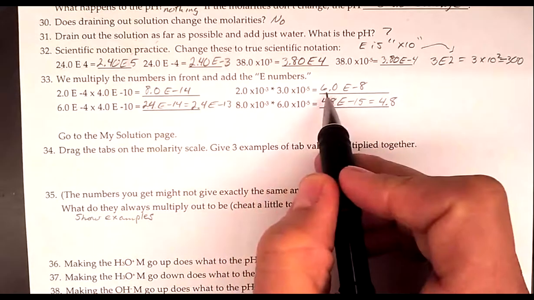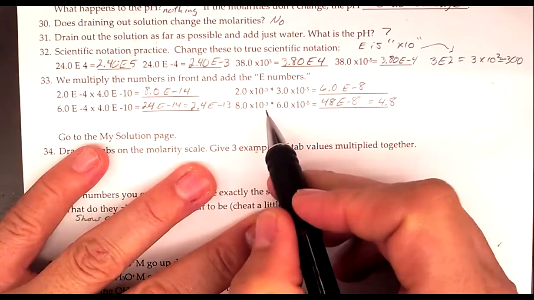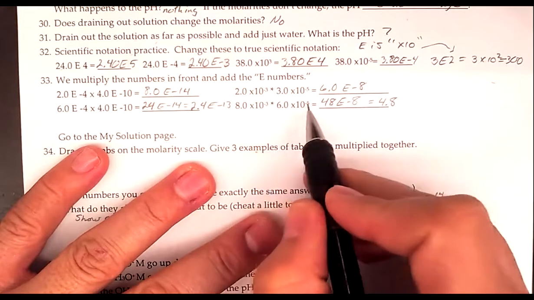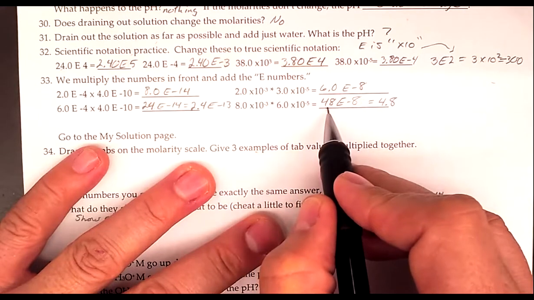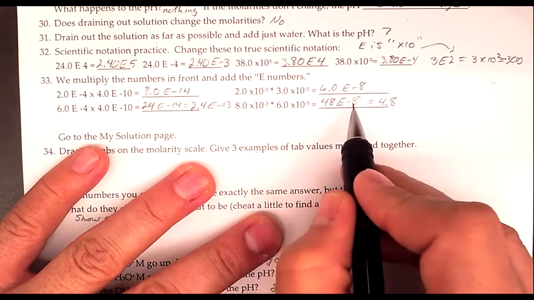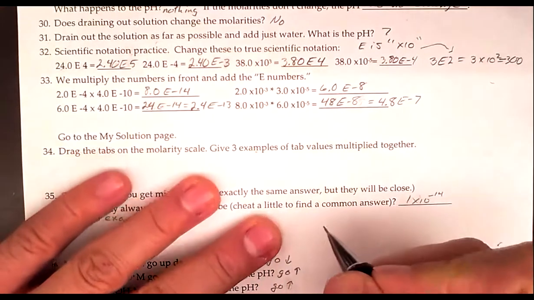2 times 3 is 6. Minus 3 plus minus 5 is minus 8. 8 times 6 is 48. Minus 3 plus minus 5 is minus 8. But I need the decimal to go here. So it's 4.8. This got smaller. This must get bigger, but bigger is less negative.